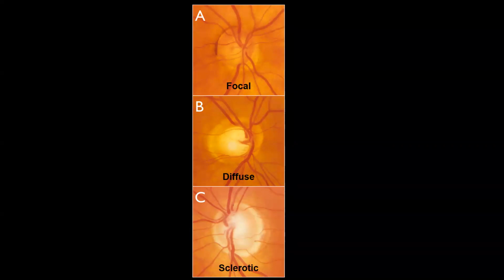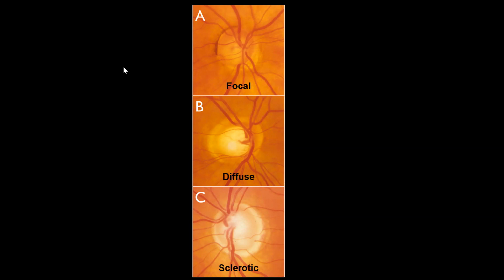So we were talking about previously the Garway-Heath map and the corresponding damage that we will get because of the optic nerve head damage and thinning from glaucoma. So we know now that we have certain optic nerve head phenotypes that are important for us. We need to know them very well and memorize them very well. We have focal, diffuse, and sclerotic optic nerve head phenotypes.